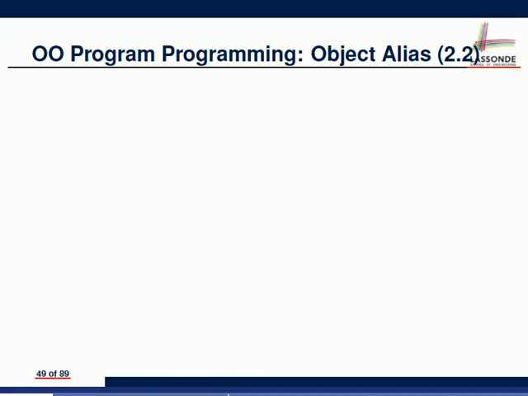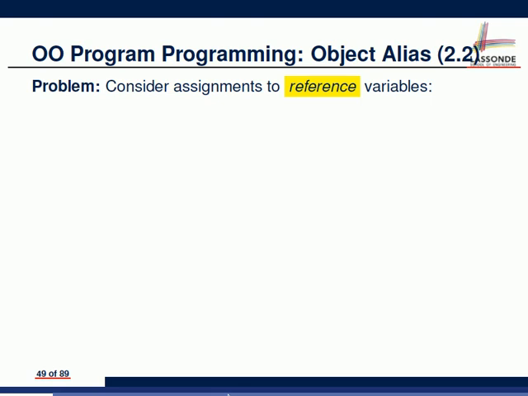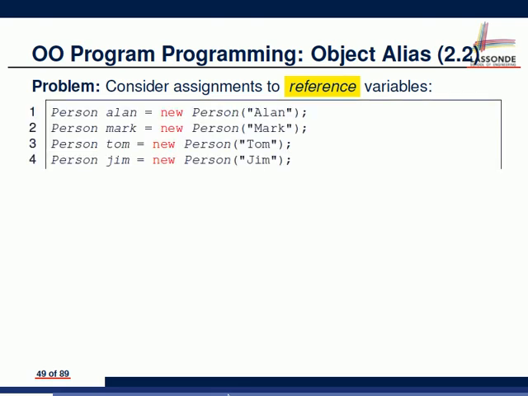Let's again go line by line. Now we have reference variables, which means they're going to store addresses for the objects. Line number 1, 2, 3, 4. So we're going to have 4 objects to be created. We got Alan, Mark, Tom, and Jim. Let's also assume we have 2 attributes for the person class: name and age.